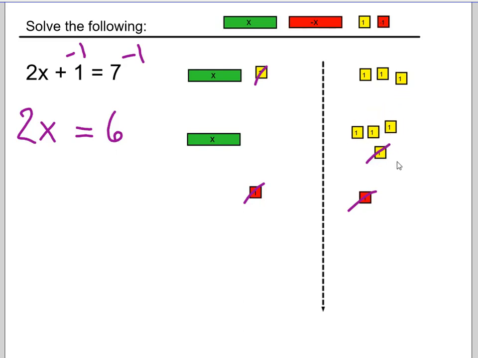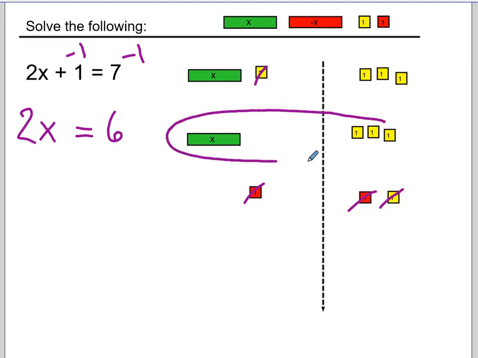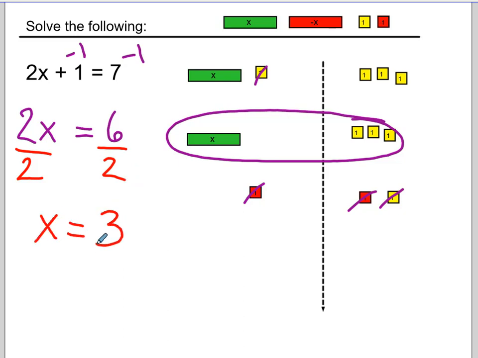Then I'll see if I can get this guy out of the way. Now you can see, for this equation to be a true statement, I have to have exactly 3 in each box of x. To do that from the algebra side, I would divide both sides by 2, and I would end up with x equals 3, which is what our picture says.